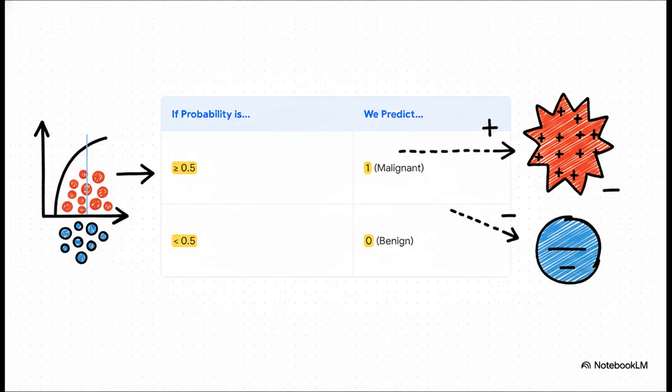Well, we go back to our simple rule, but now it actually makes sense. We set the threshold at 0.5 or 50%. If the model spits out a probability that's 50% or higher, we call it a 1, malignant. If it's anything less than 50%, we call it a 0, benign. It's really that simple. It's an intuitive, clean-cut rule.